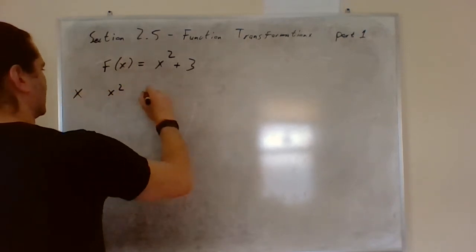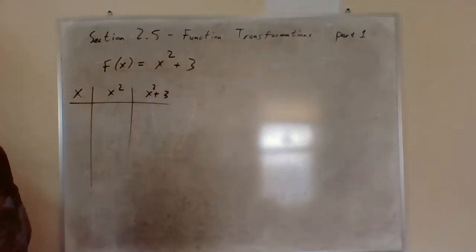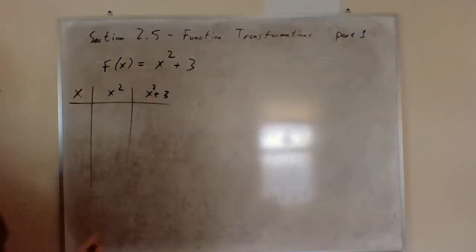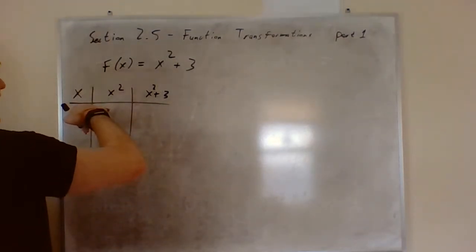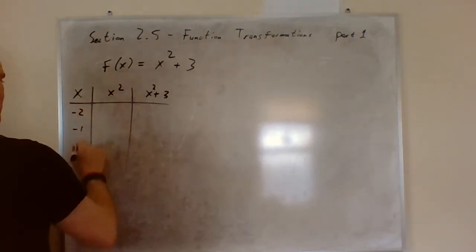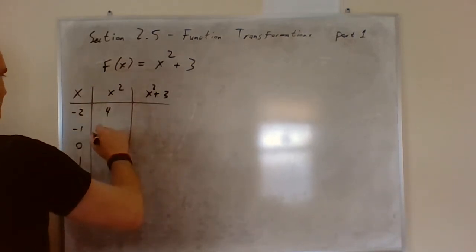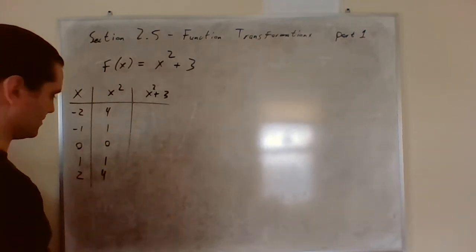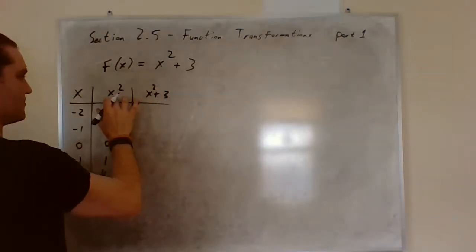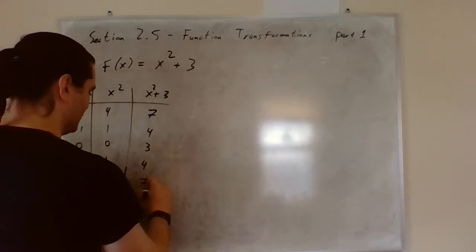X squared plus 3. When I make tables of values for function transformations, I just add additional columns. That helps me keep everything organized. These two columns are exactly the same as they were for the base function: x and x squared, 4, 1, 0, 1, and 4. I'm just going to add a third column where I take these same values from the base function and add 3 to them to get 7, 4, 3, 4, and 7.